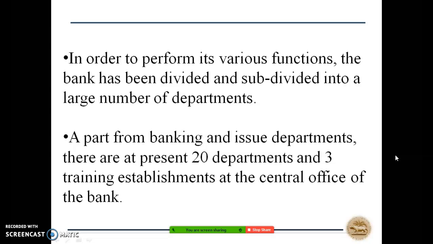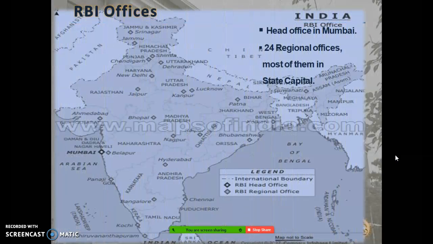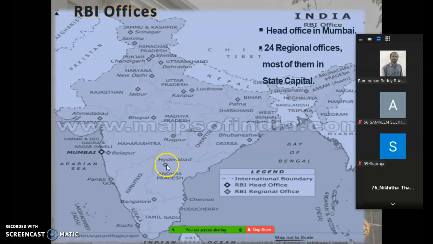In order to perform its various functions, the bank has been divided and subdivided into a large number of departments. Apart from banking and issue departments, there are at present 20 departments and 3 training establishments at the central office of the bank. So this is the pictorial view. Observe, this is the RBI offices, and this is the first head office in Mumbai here, and second, 24 regional offices, most of them in their state capitals.